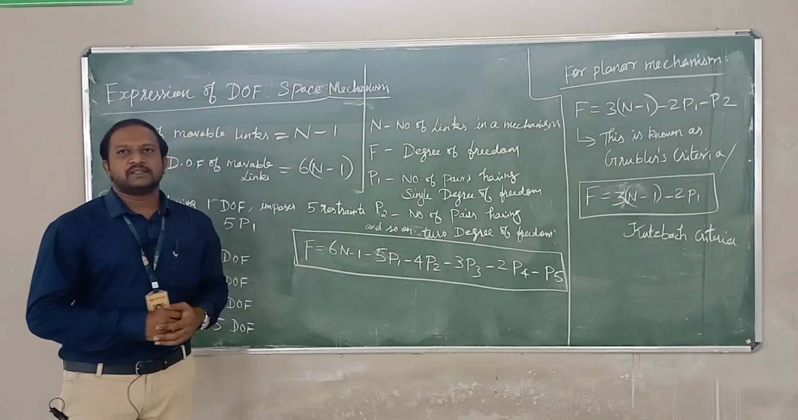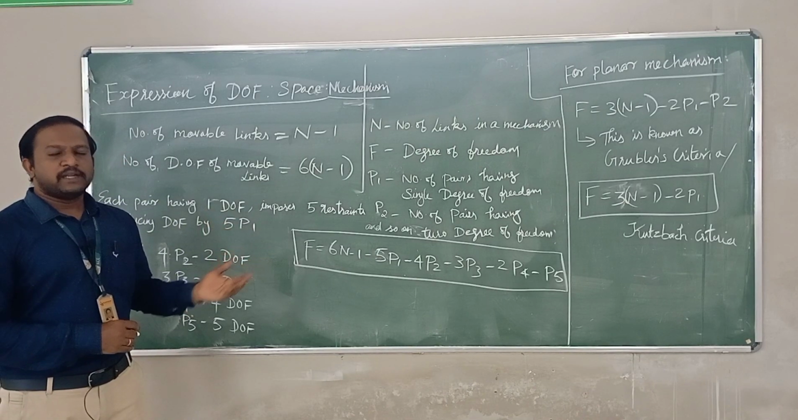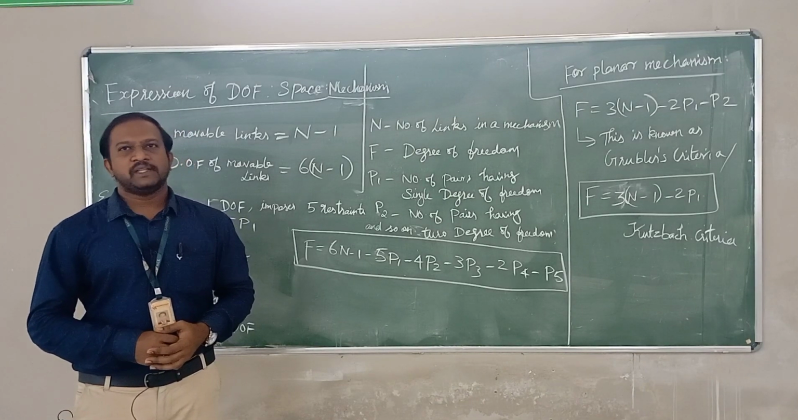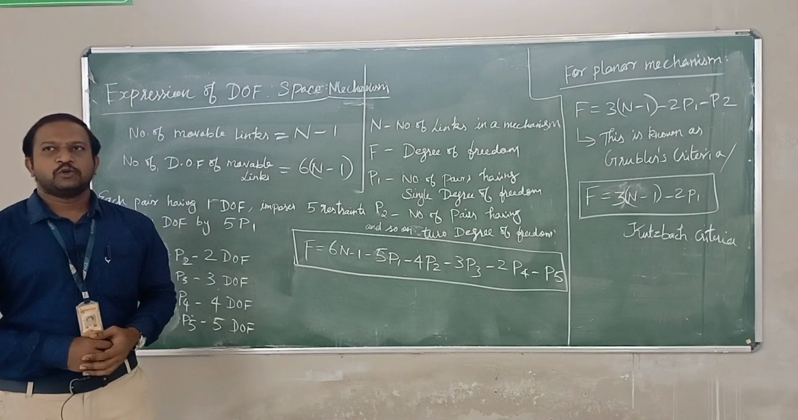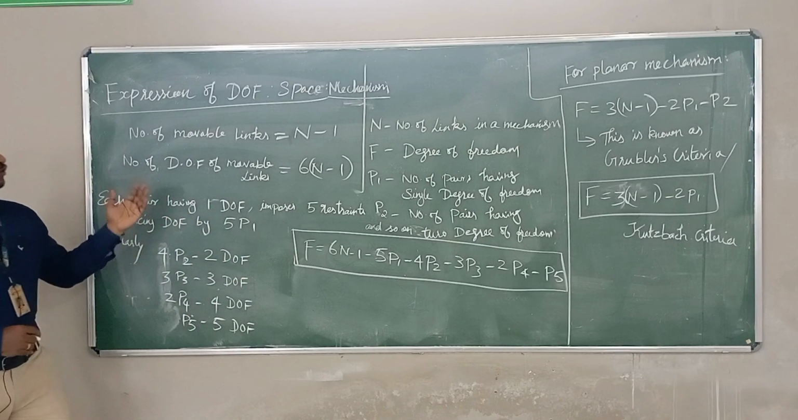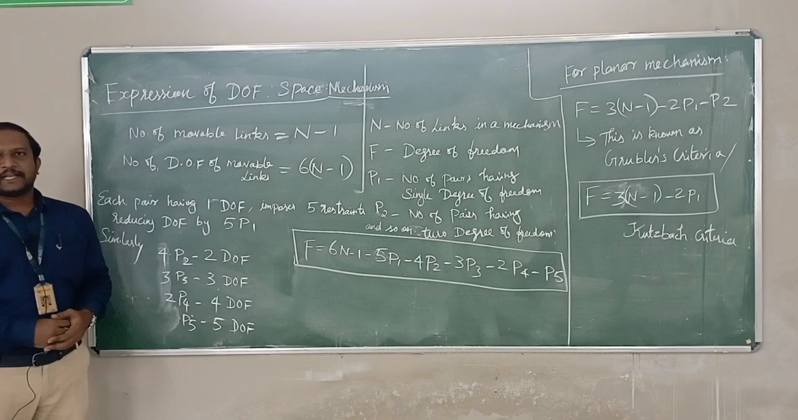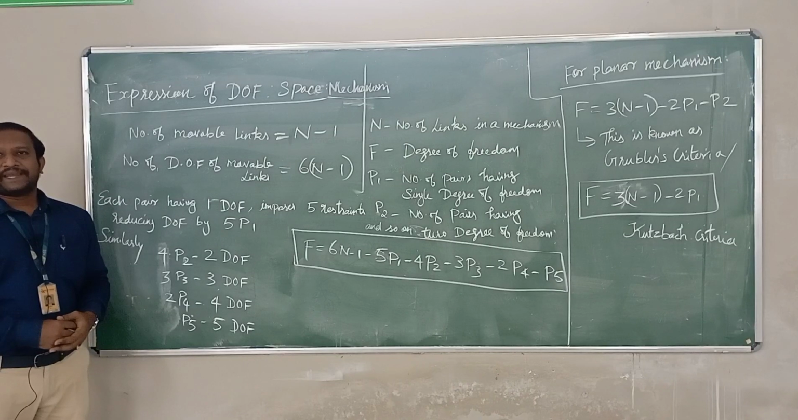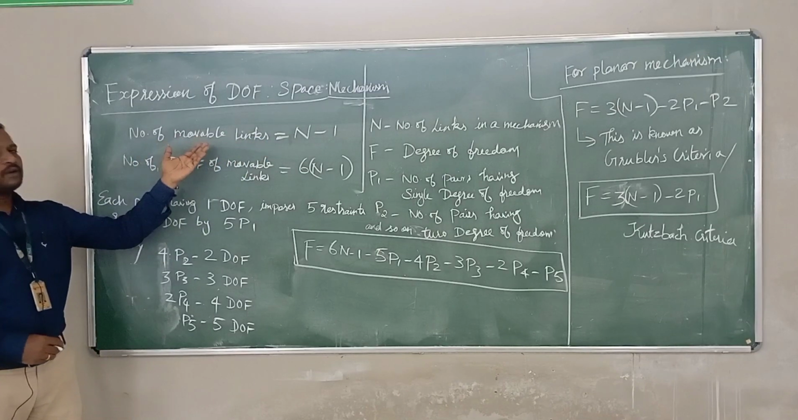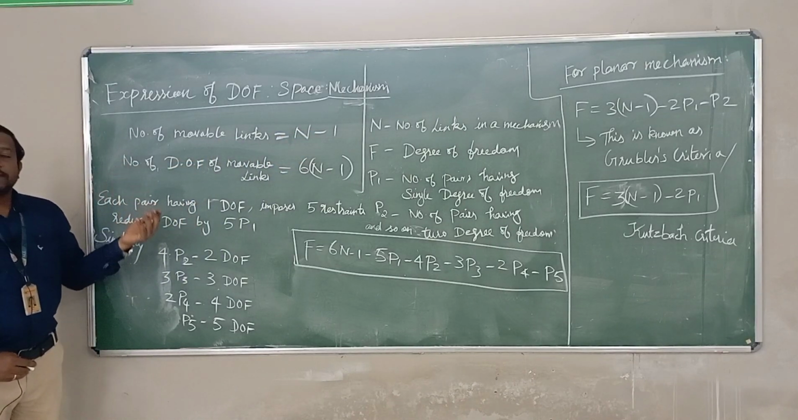Let us take a few assumptions here. Let n be the number of links in a mechanism and f be the degree of freedom. p1 will be the number of pairs having a single degree of freedom. Likewise, p2 will be the number of pairs having 2 degrees of freedom, and it keeps on going. Now let us move on to the number of movable links. As I said earlier, if you take any mechanism, one of the links has to be fixed. Only then can we call it a mechanism or linkage. On this basis, the common expression for the number of movable links is n minus 1. I'm going to apply this to a spatial mechanism.